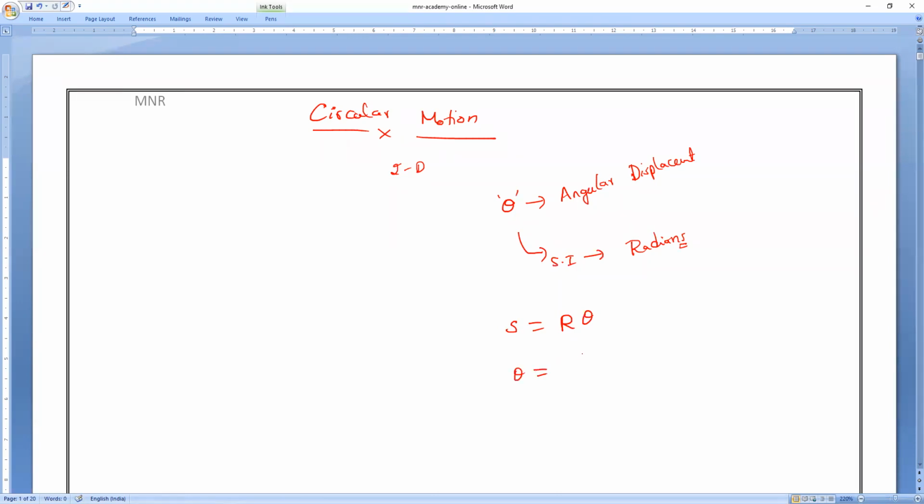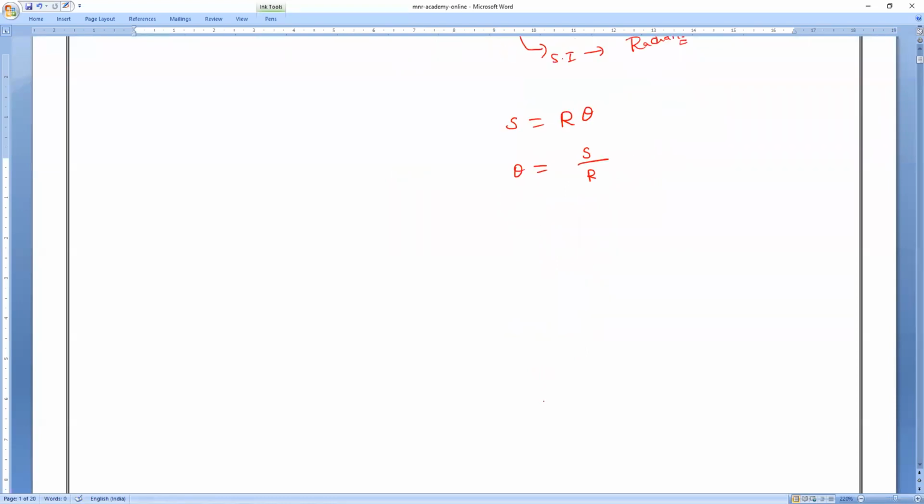From that, angular displacement is equal to the length of arc divided by radius. Am I right or wrong? So we have found that. Next, by using differentiation, we have found the angular velocity. What is the symbol of angular velocity? Omega is equal to delta theta divided by delta t. This is what we used to call angular velocity. Yes or no?